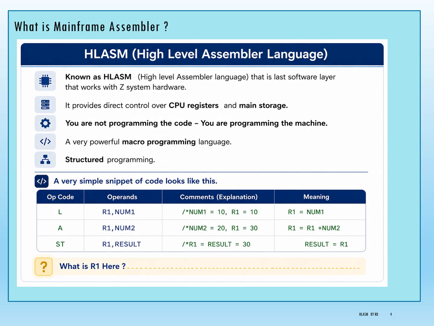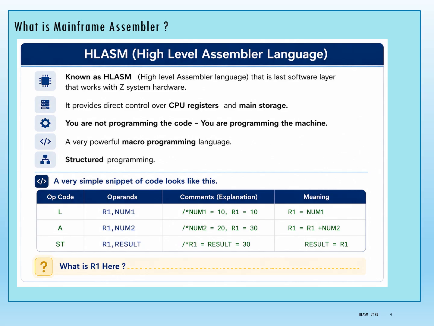Let us look at the simple three statements. L R1, num1. There is a variable called num1, whose value is 10, and we loaded that value into a register called R1. So num1 became 10, became R1. If I want to write it in a regular programming language, I would have simply done R1 = num1. Then I'm adding R1 and num2. Num2 is 20. So if I add 20 to my R1, it will become 30. In an everyday programming language, I would have written R1 = R1 + num2. Now my R1 contains 30.